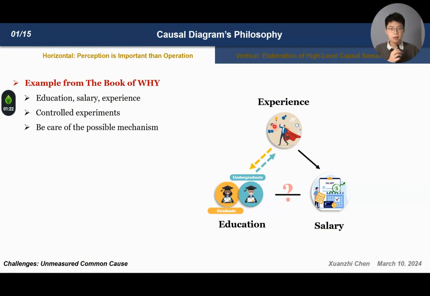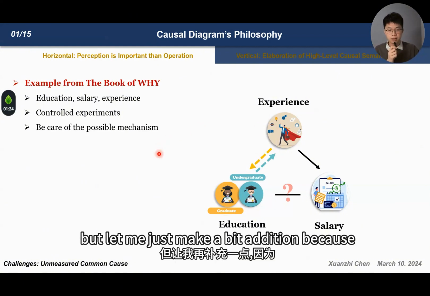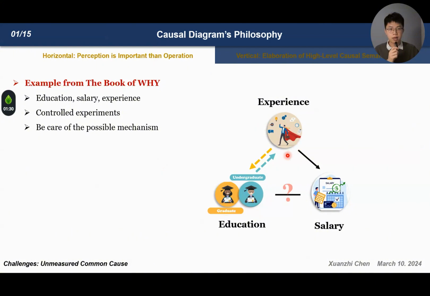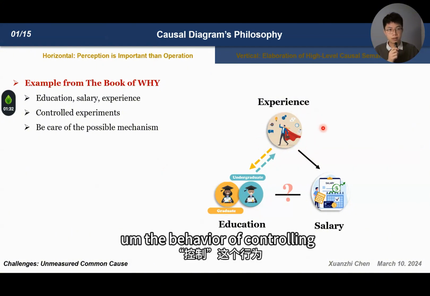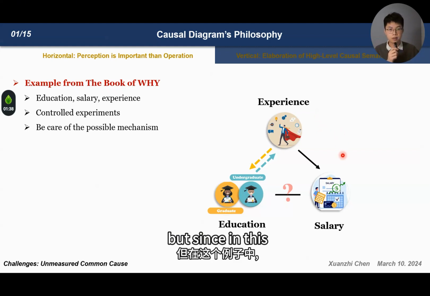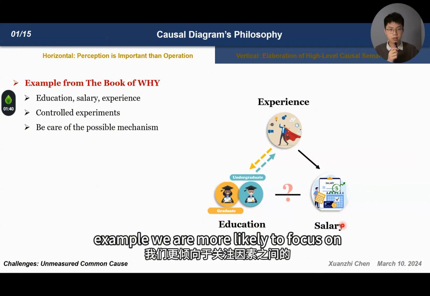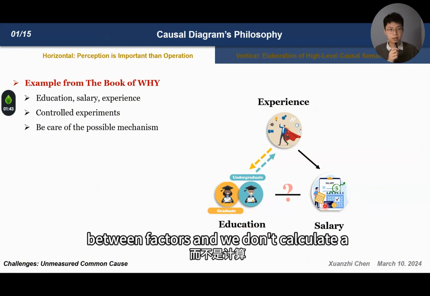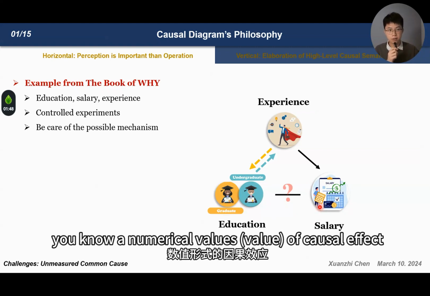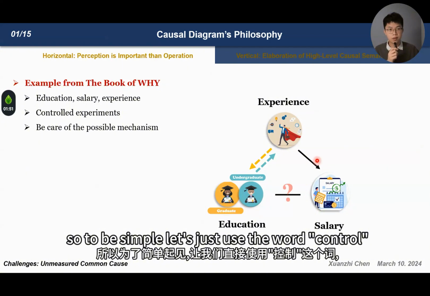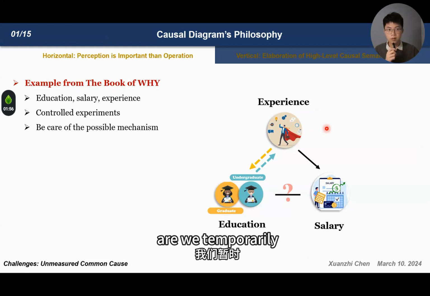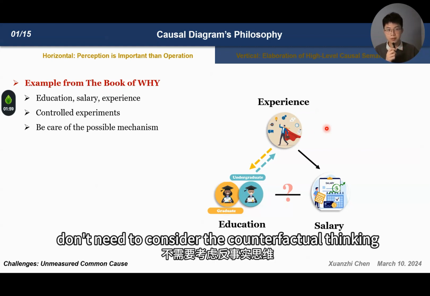But let me just make a big addition, because in the previous episode I said we should be clear about the behavior of controlling when we calculate the controlled derivative as a natural derivative, right? But since in this example we are more likely to focus on the dependence between factors and we don't calculate numerical values of causal effect, to be simple, let's just use the word control. That is, we have some factor to be conditional. We temporarily don't need to consider the counterfactual thinking.